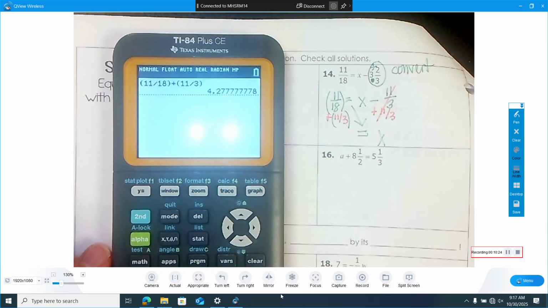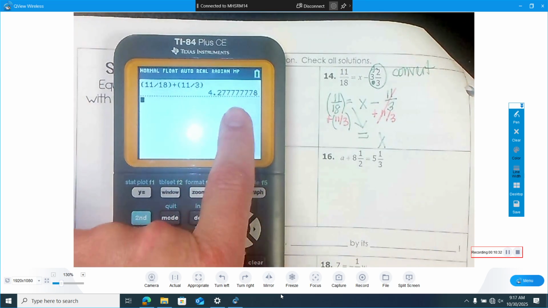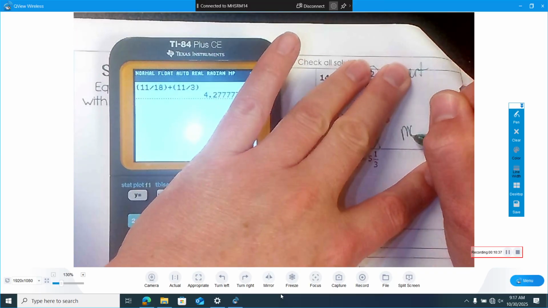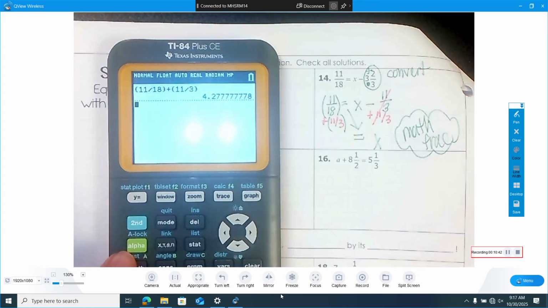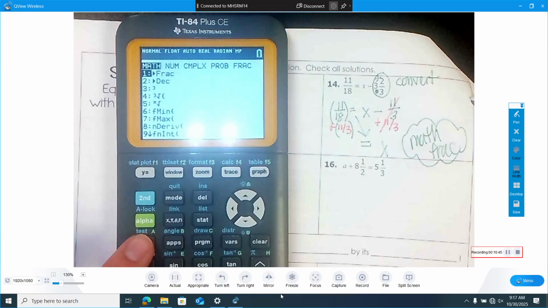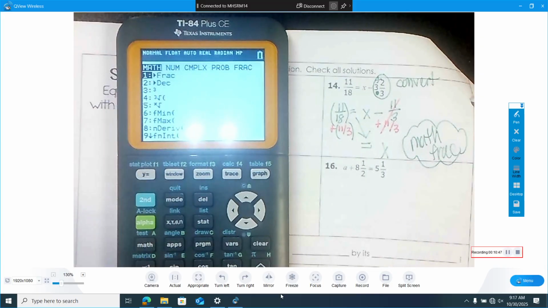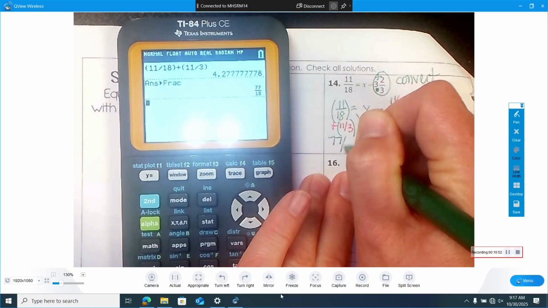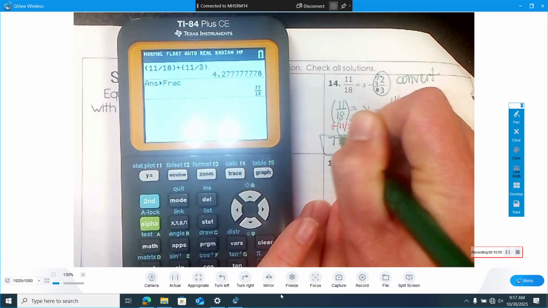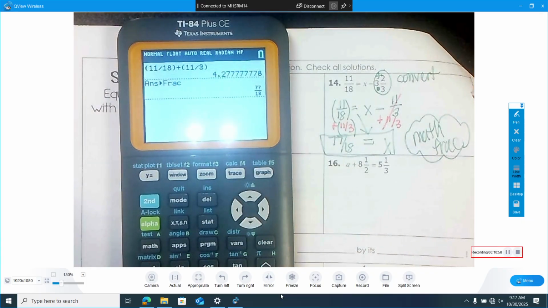All right? Now, are there other ways to do this? Yes, there are. But I think this one's the fastest. So what's wrong with this? Is this going to be acceptable? No. What should we do here? Math frac, ladies and gentlemen. Math frac on your calculator is going to do some great things for you. We go to the math button, and number 1 is convert to a fraction, and we can see that we get 77/18. And that is a fabulous answer, totally acceptable for us.